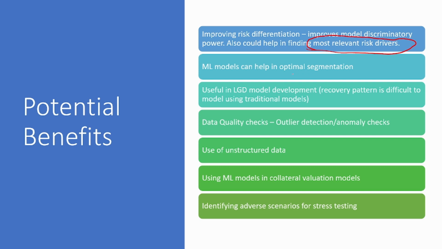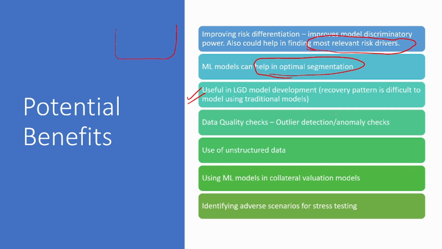ML models can help in optimal segmentation. So something I think we have discussed already. Useful in LGD model development. We have also discussed this point. LGD model development is very challenging actually, because the recovery pattern follows something like this, right? It's not a pattern that you can model easily. So ML models that can take into account the non-linearity in relationship are more suitable for such a pattern. So yes, ML models can actually improve the performance of an LGD model.